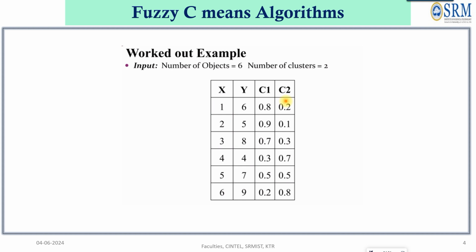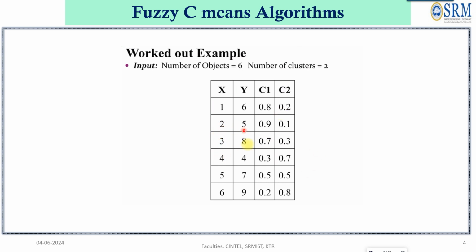For that purpose, we need to provide the membership value, the degree of membership. What is the likelihood of this particular point 1, 6 being in cluster 1? It is 0.8, and for cluster 2, the chance of falling under cluster 2 is 0.2. If you add these two membership values, you get 1. In that manner, we randomly assign the membership values.